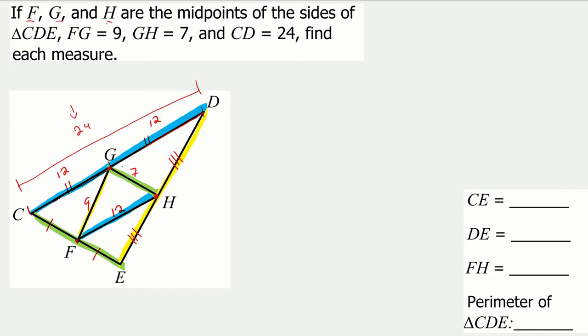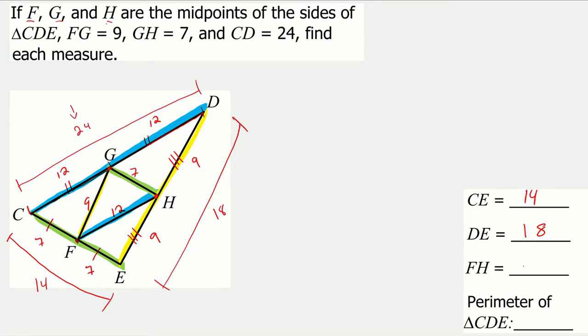Same with GH. The mid-segment is 7, and that means the entire thing is going to be double that. So 14, or 7 and 7, right? Because that is going to be twice the mid-segment. And then this would be 9 and 9 because the mid-segment is 9, which means the entire thing is going to be 18. And so now we can go back and answer these questions. So CE is 14, DE is 18, FH is 12.